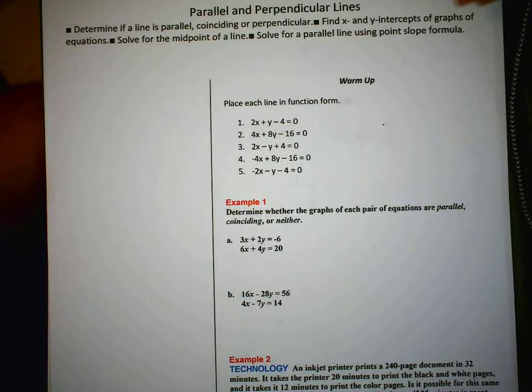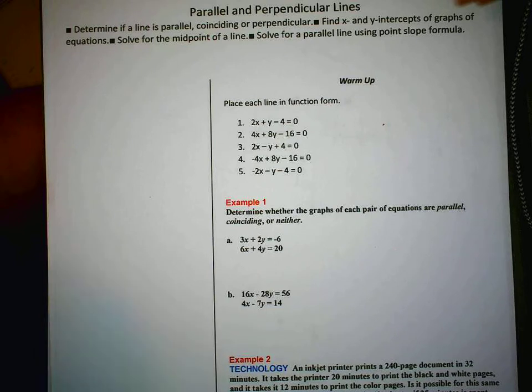Alright, so lesson 5, we're going to look at parallel and perpendicular lines. Your warm-ups for each day is just going to be to put these individual lines into y equals mx plus b, which is function form for the line.